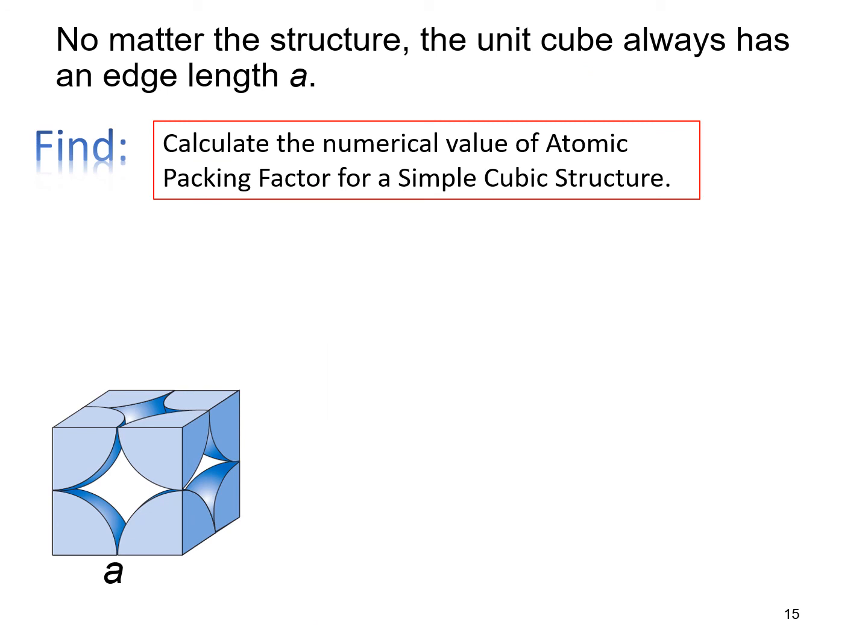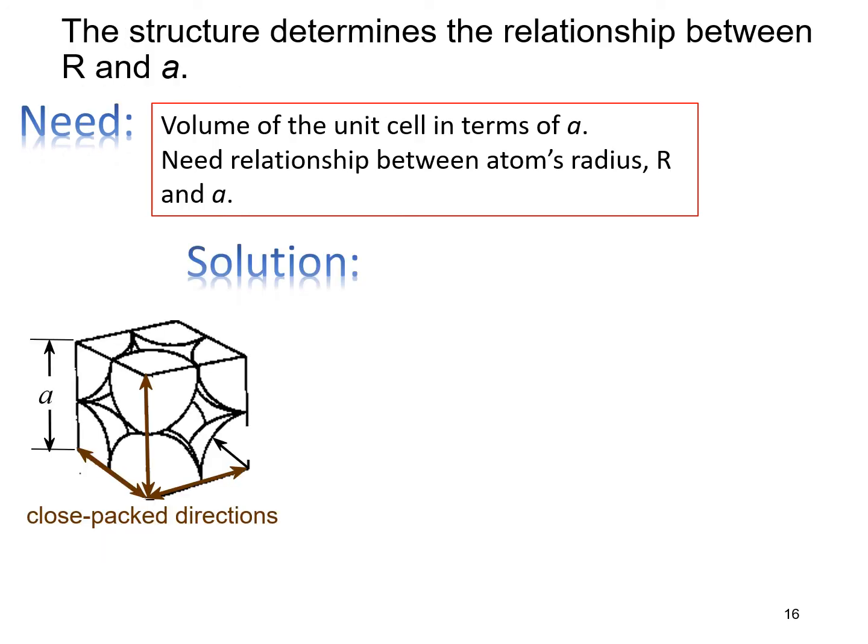Our problem statement is to calculate the numerical value of the atomic packing factor for a simple cubic structure. The unit cell is shown below, and we will define the edge length for this cell, or any unit cell, to be the letter a. In order to determine the three terms needed to calculate the atomic packing factor, we need to know the volume of the unit cell in terms of a. We need to know the relationship between the atom's radius r and this value of a.